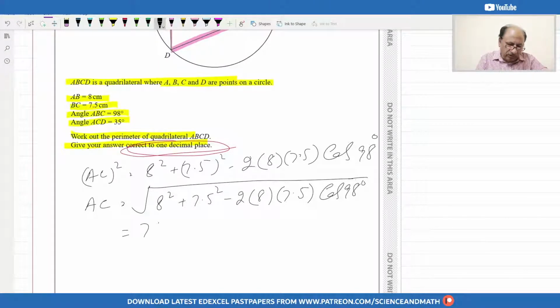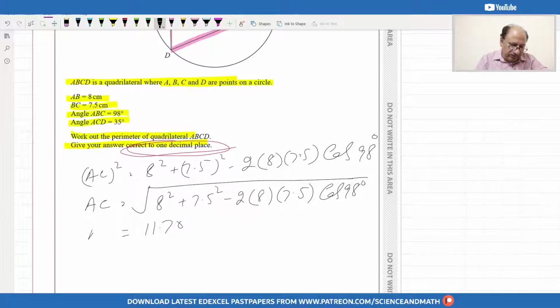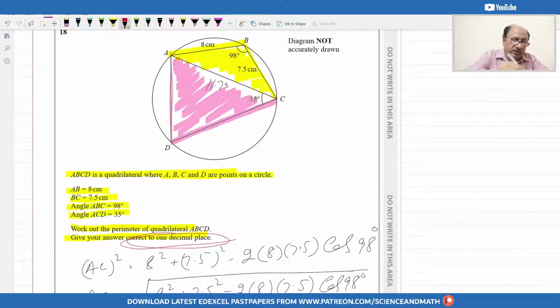So we got 11.70. AC is 11.70, we can mention it here. Now, in this triangle, we can figure out something, and one more property is involved here, which is the circle theorem property. We have not taken circle theorems, but see this one.